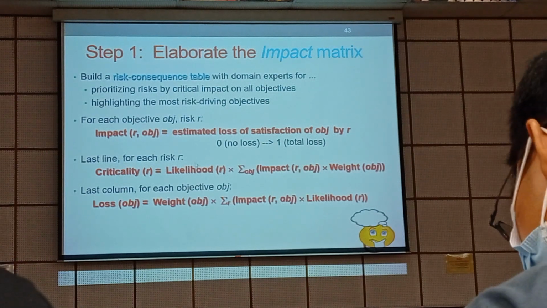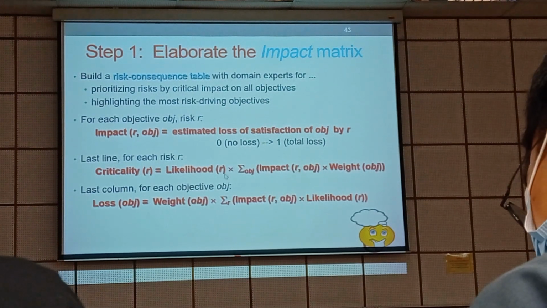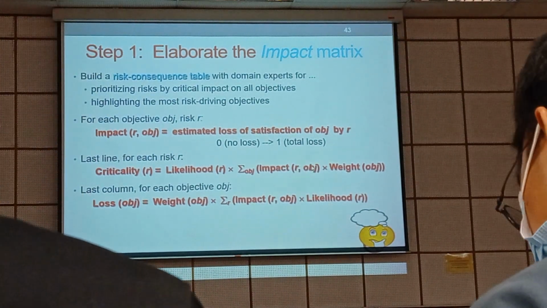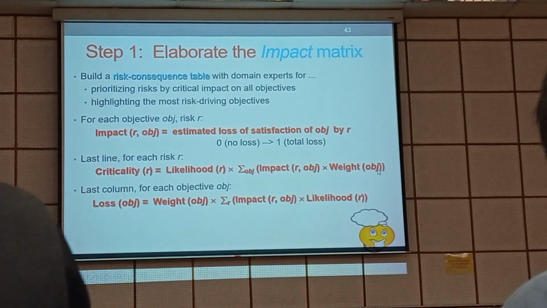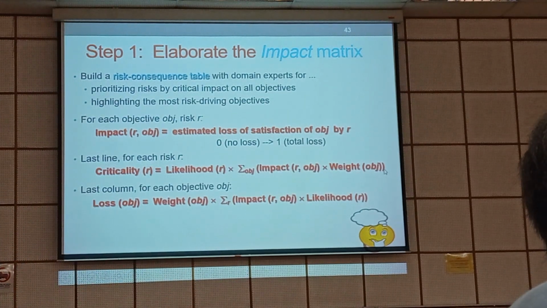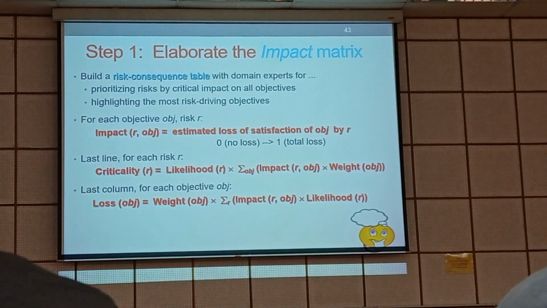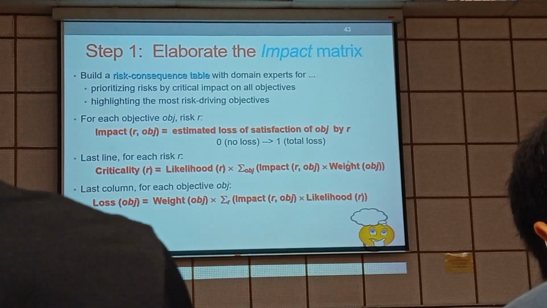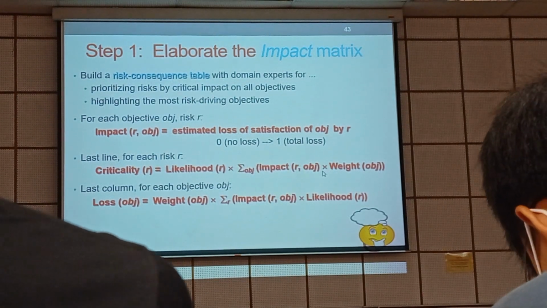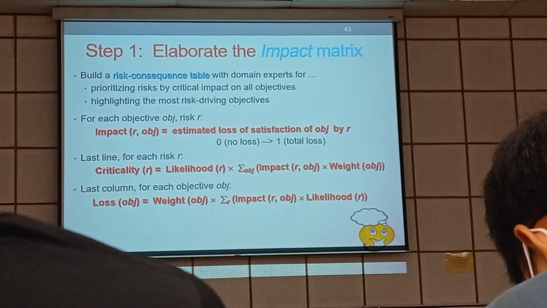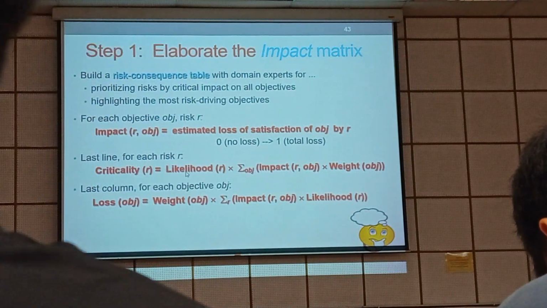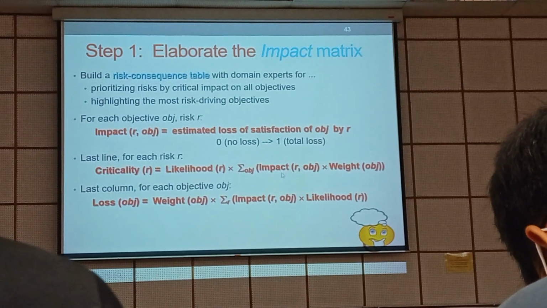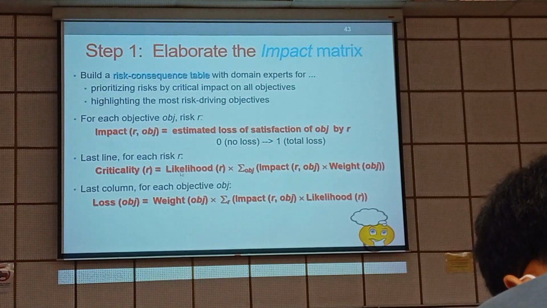Okay, so likelihood multiplied with the impact of every objective, multiplied with the weight of every objective. Usually, class, you will have so many objectives. So you have to find the product of impact and weight, multiply both, and calculate for all the objectives. Then total up, find the summation, and finally multiply with the likelihood.